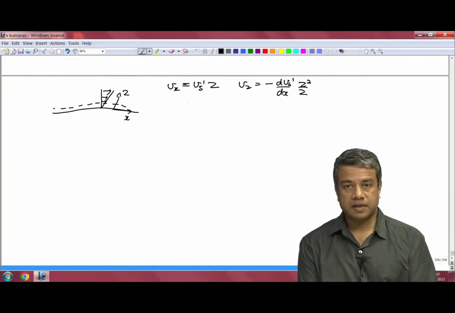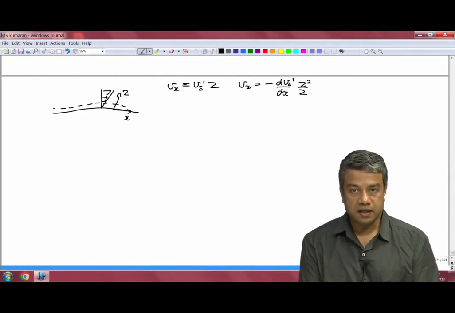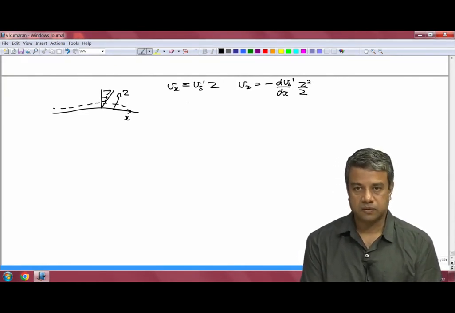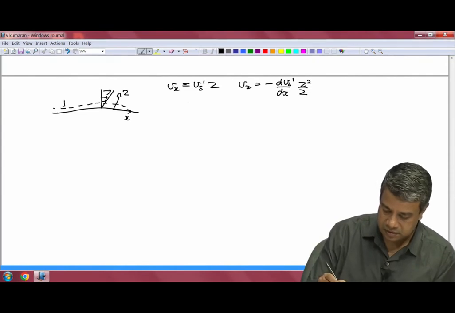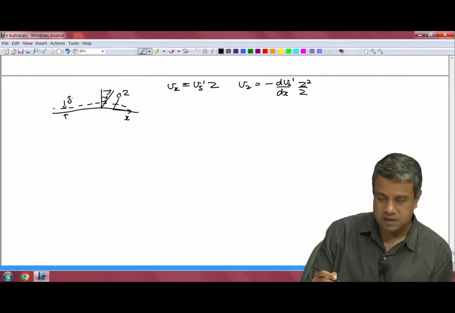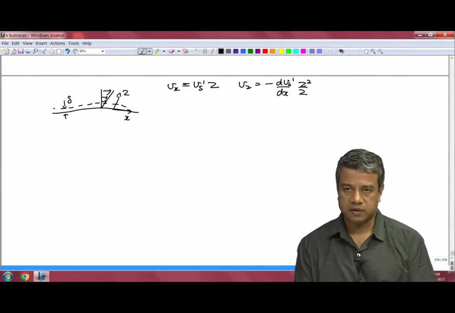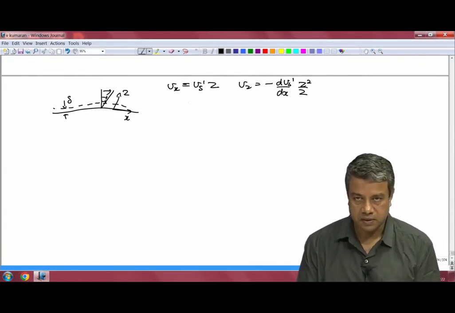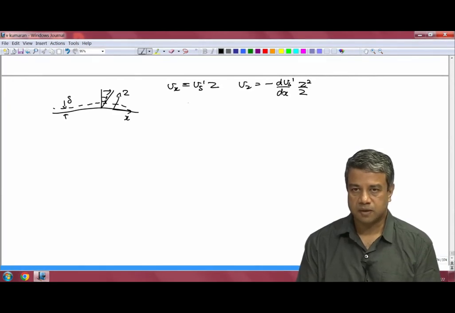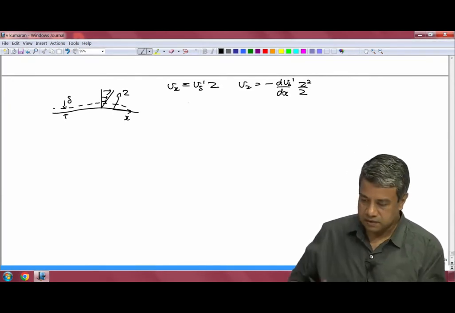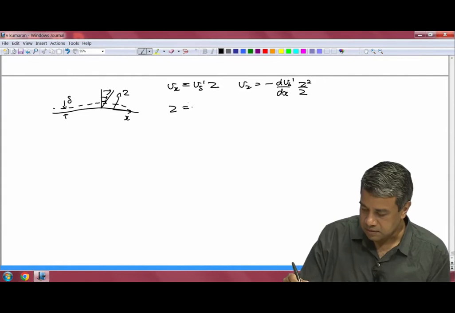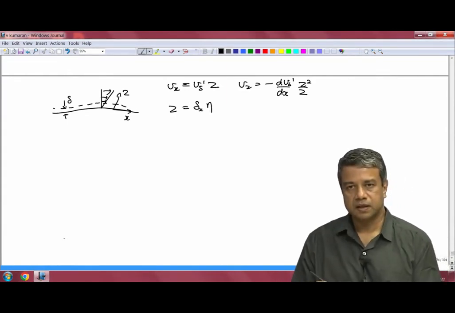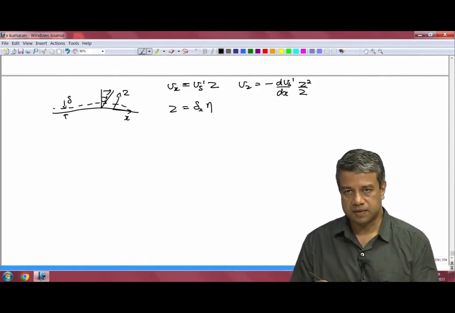So, for z becoming small, the x component of the velocity is proportional to the boundary layer thickness delta. The streamwise component is proportional to the boundary layer thickness delta. The cross stream component is proportional to delta square. So, if I substitute z is equal to delta times eta.